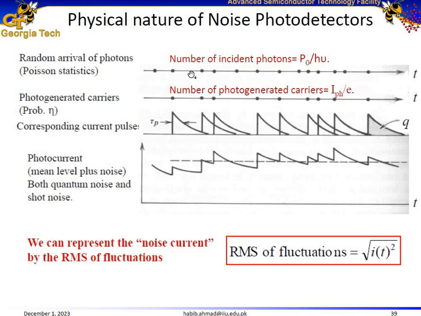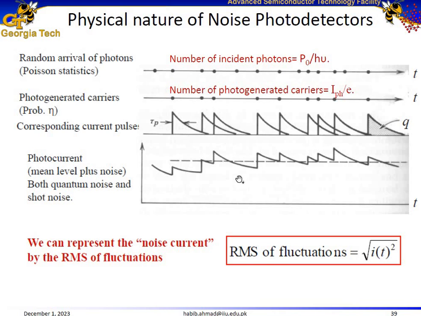So here we have plotted the number of incident photons versus time, and these photons result in the generation of carriers. We will have photo-generated carriers because of these incident photons. The photo-generated carriers are also represented versus time. Now these photo-generated carriers result in current pulses, and wherever we have more photo-generated carriers, there will be more current pulses.